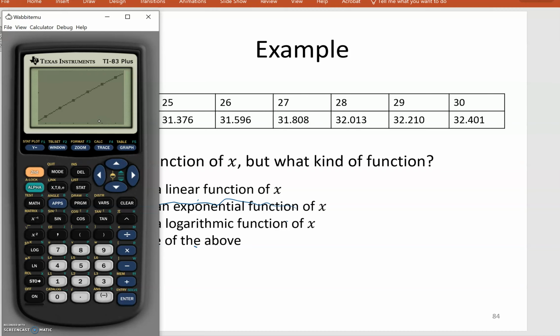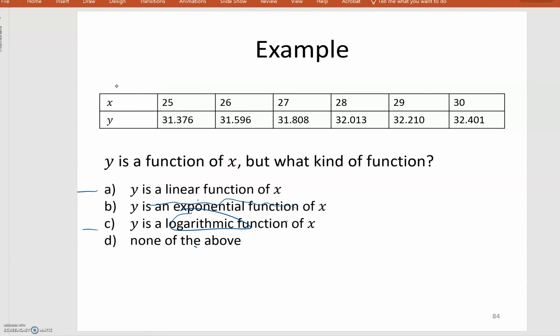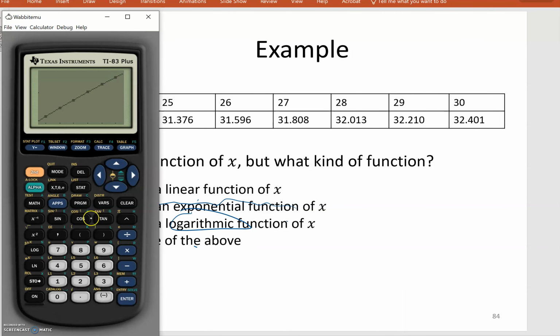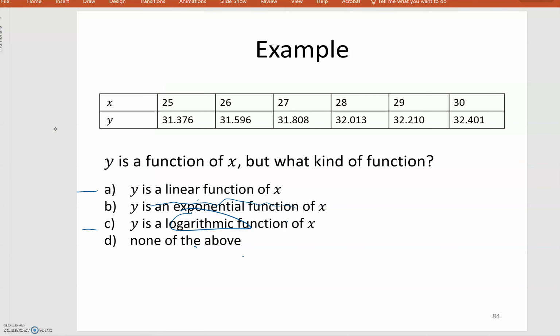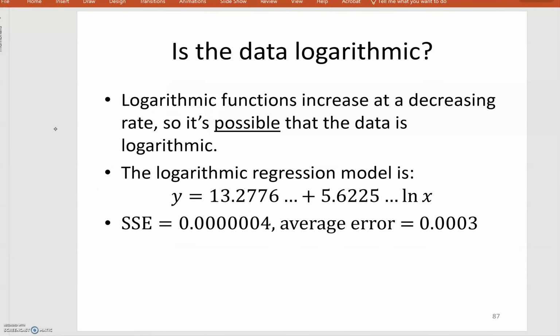Okay, so that actually looks pretty good. That looks like it's pretty much exactly passing through all those points. So, again, if I was in a rush, I would say, all right, I'm going to go with logarithmic. If I'm not in a rush, I'm going to double check and I'm going to look at the SSE. If you compute the SSE of this in the ways that we've done in the previous examples, you will see that it is very small. And the average error is also very small, which means that we are confident in calling this, yes, logarithmic.